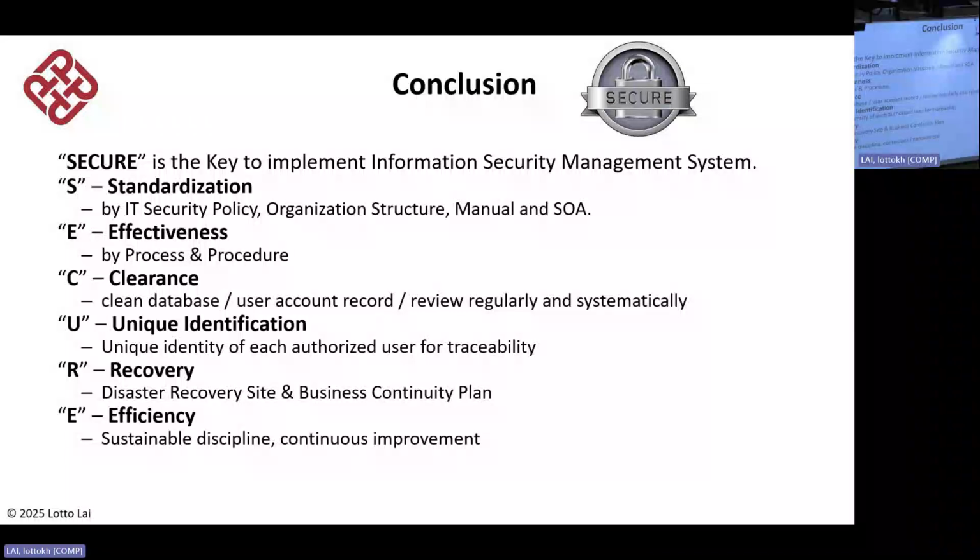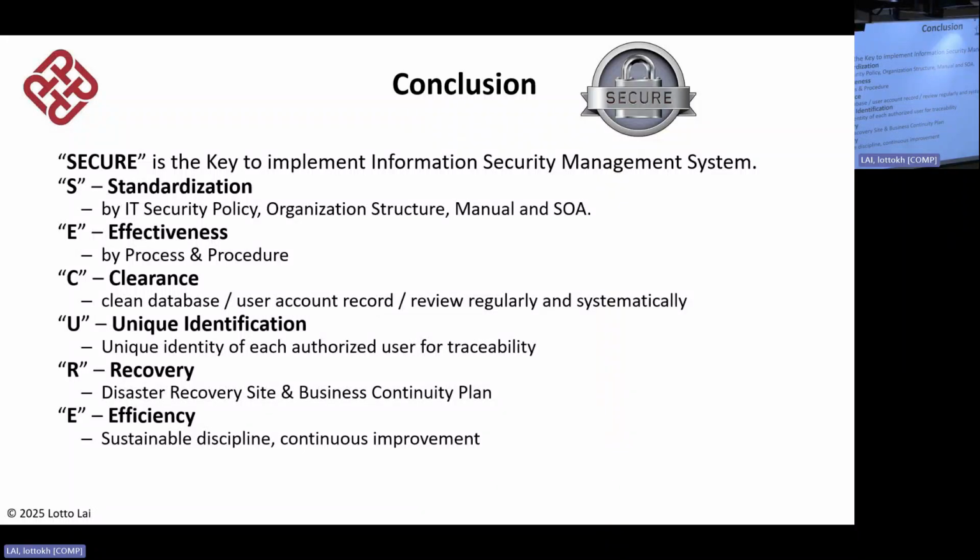Second, E is effectiveness, by your process and procedure effectiveness. Clean the database, and review user account records regularly and systematically. Especially when some staff leave your company, you need to clean their accounts, stop their access and control, and further the clearance.